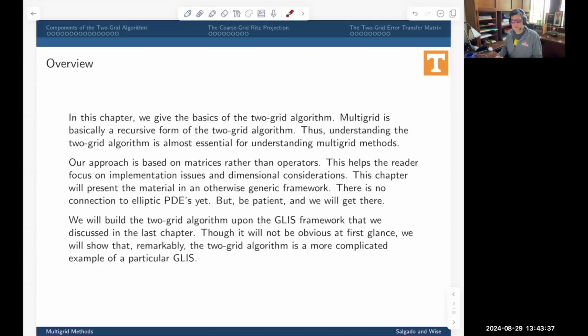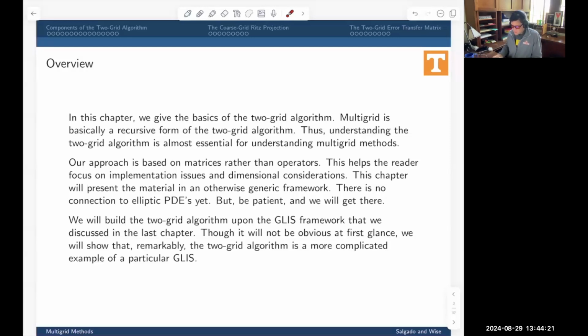The approach we're going to use continues in the line of the things we were doing previously. We're going to use matrices rather than operators. This helps us to understand how the dimension is constantly changing in going from what's called a fine grid to a coarse grid. We won't connect to PDEs yet. That's coming soon. We're going to keep everything completely generic so that we can apply this in any sort of situation. So in chapter 1, we didn't introduce any kind of differential equations, no PDEs. And in chapter 2, we're going to keep with that. And then finally in chapter 3, we'll see what PDE we are going to solve, and how we motivate what we're doing.